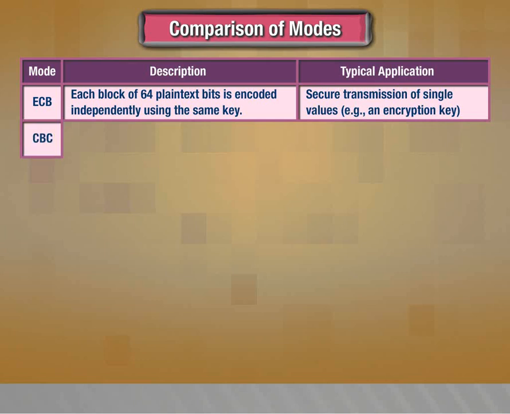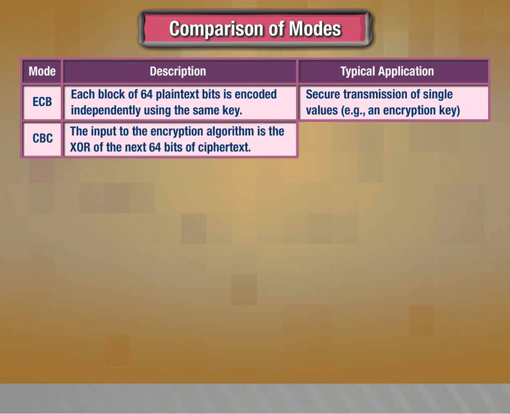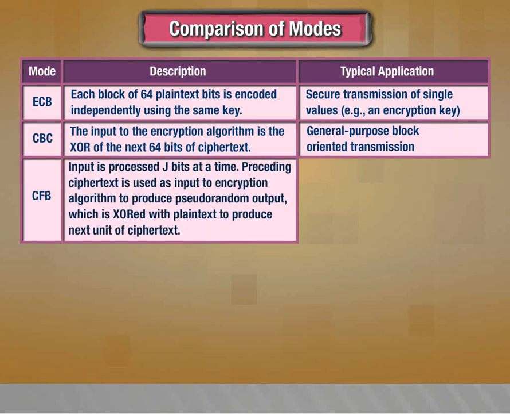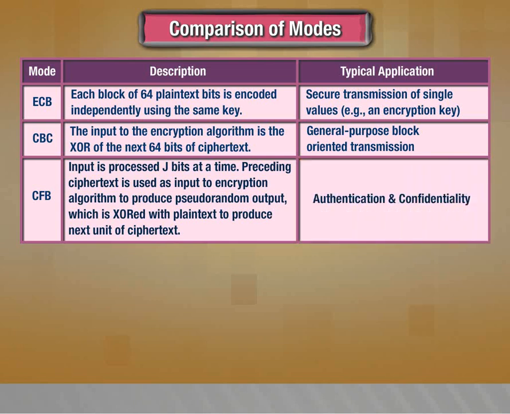CBC: the input to the encryption algorithm is the XOR of the next 64 bits of plaintext and the preceding 64 bits of ciphertext. Typical application: general purpose block-oriented transmission. CFB: input is processed s bits at a time. Preceding ciphertext is used as input to the encryption algorithm to produce pseudo-random output, which is XORed with plaintext to produce the next unit of ciphertext. Typical application: authentication and confidentiality.